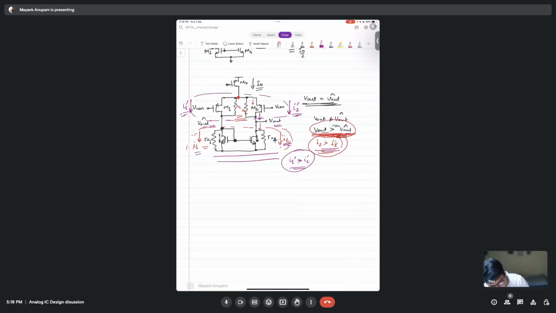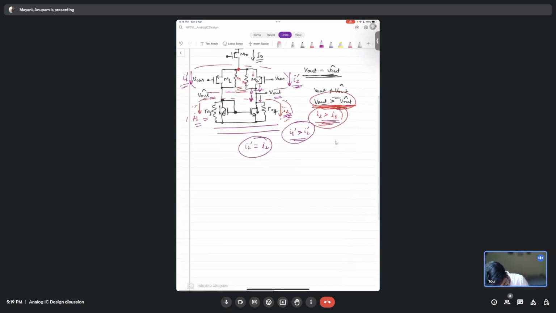Where will the current go, right? The current has nowhere else to go. So if something is coming from here, it should go here, right? I2 prime should be equal to I2, isn't it? And similarly, I1 prime should be equal to I1, isn't it?